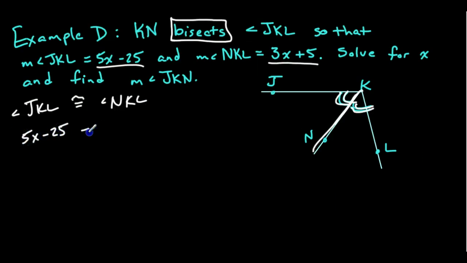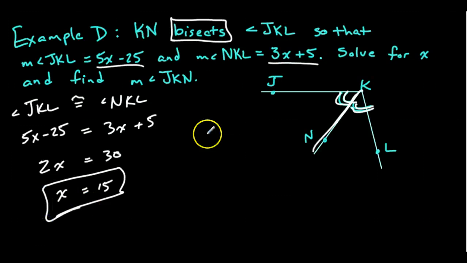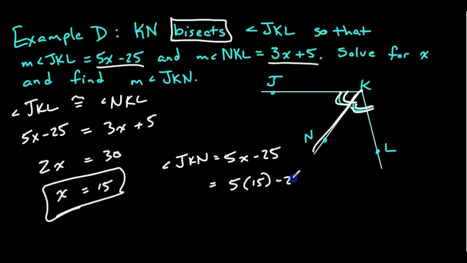So 5x minus 25 equals 3x plus 5. Let's do the quick algebra. That's going to leave us with 2x equals 30. I brought the 3x over and the 25 over. Divide each side by 2, I get x equals 15. All right, so I solved for x. Which means that angle JKN is 5x minus 25, but we're going to substitute that in as 5 times 15 minus 25. Leaves us a total of 50 degrees. So the measure of angle JKN is 50 degrees.